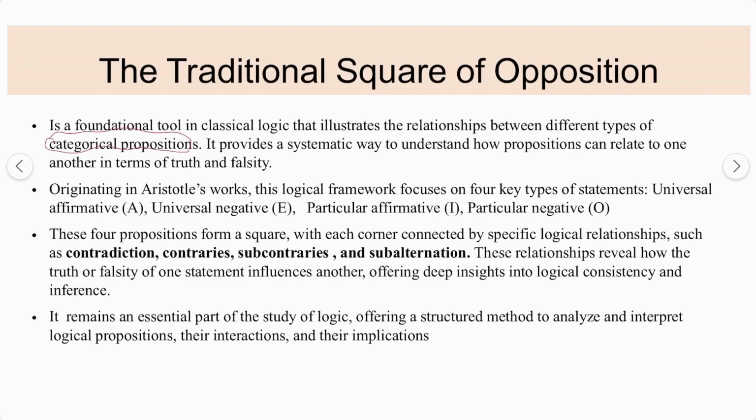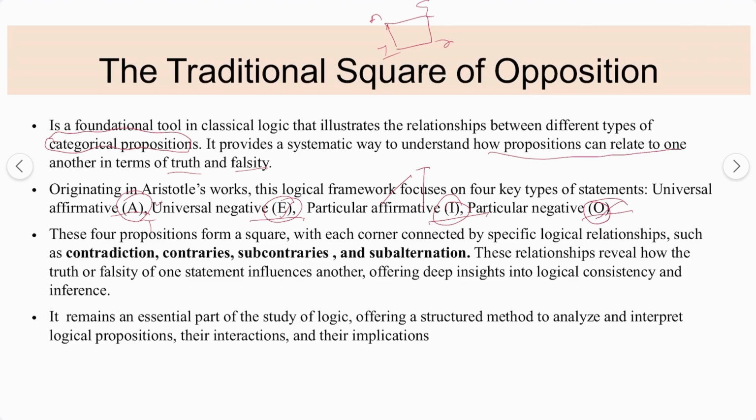So what are the categorical propositions? तो categorical proposition में आपका A proposition, E proposition, I proposition और O proposition आ जाता है. And it provides a systematic way to understand how propositions relate to one another in terms of truth and falsity, meaning that if we know the truth value of the A proposition, we can know the value of the E, I and O propositions also. And suppose if you know the value of I, then we can know the value of E, A and O. So these four propositions form a square, the traditional square: A, E, I and O.